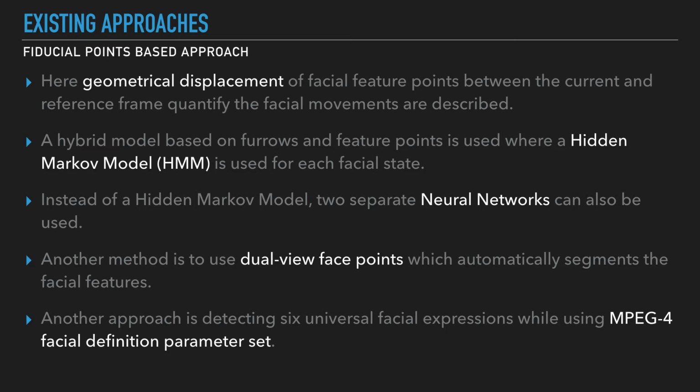A hybrid model which is based on furrows and feature points is used, where a hidden Markov model is used for each facial state. Instead of a hidden Markov model, two separate neural networks can also be used. Another method is to use dual view face points, which automatically segments the facial features. Another approach is detecting 6 universal facial features while using the MPEG-4 facial definition parameter set.